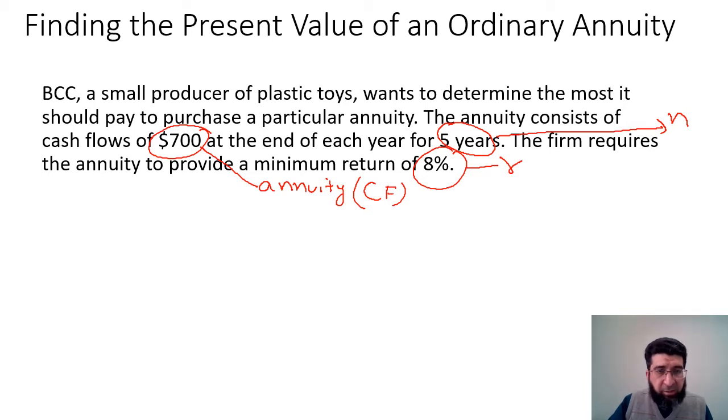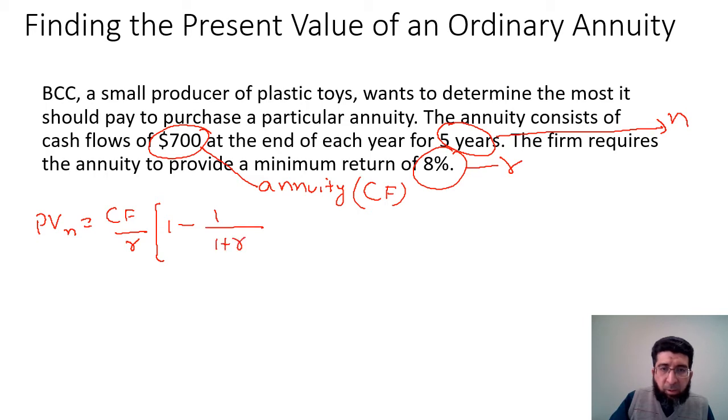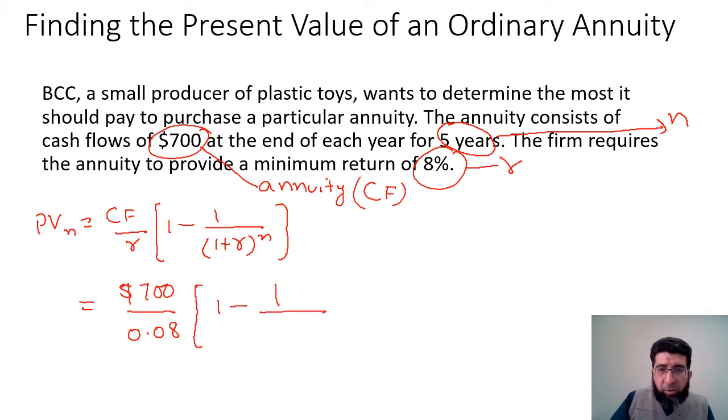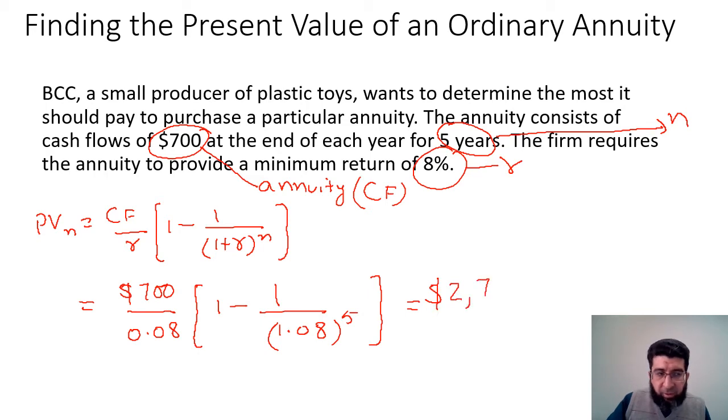Let's rewrite the same formula again. So it's present value N equals cash flow divided by R, times 1 minus 1 over 1 plus R raised to power N, and that comes out to be equal to $700 divided by 0.08, and then we have 1 minus 1 over 1.08 raised to power 5. This can give us an answer of 2,794.90.